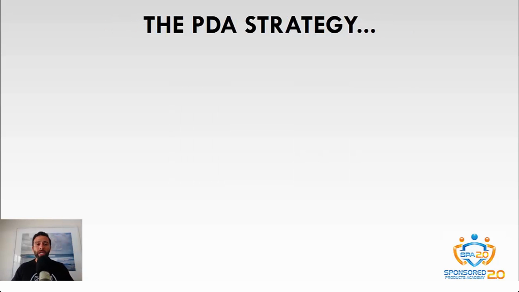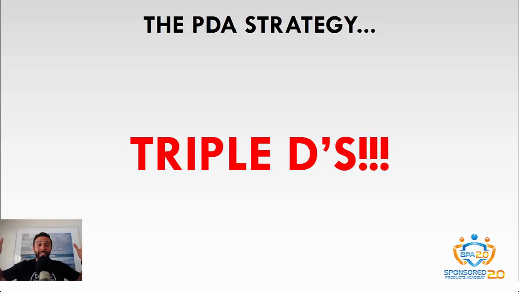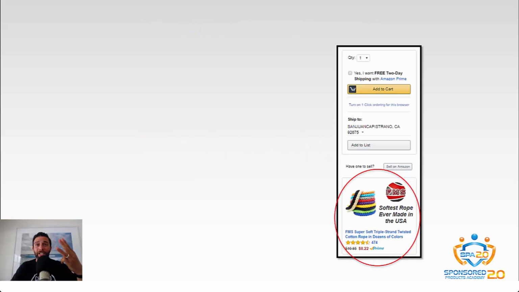So the product display ad strategy, or the PDA strategy. And I want you to commit this to memory. This is what we always talk about in Ecom Underground. This is our strategy, and this is what we live by. We call it the triple Ds. It's the triple Ds strategy. So we've got 3 Ds in our strategy.